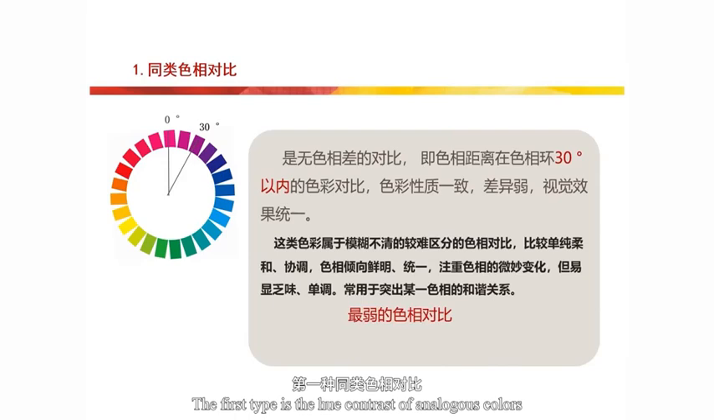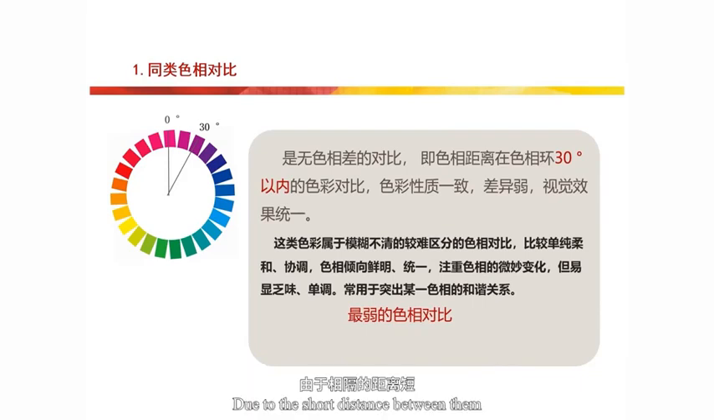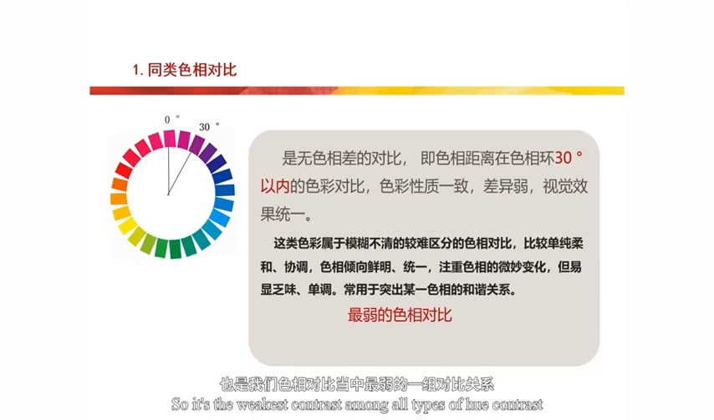The first type is the hue contrast of analogous colors. Hues of these colors have no difference. They are usually within 30 degrees of each other on the hue circle. Due to the short distance between them, the colors have similar properties with weak differences and a relatively unified visual effect. These colors are somewhat blurry and difficult to distinguish. They exhibit subtle variations in hue within unity, but can appear monotonous, so it is the weakest contrast among all types of hue contrast.